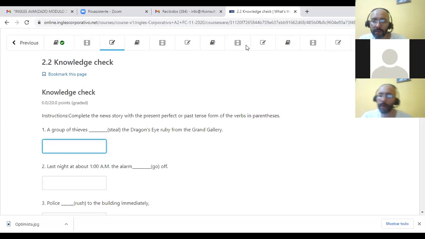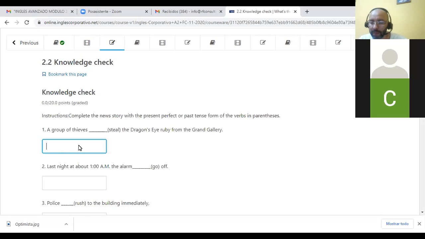Two, right? Yes, 2.2. Can you see my screen? Karen, I don't know. Repeat, please. Can you see my screen? Can you see your screen? Let me check. Yes, but I am in the platform.